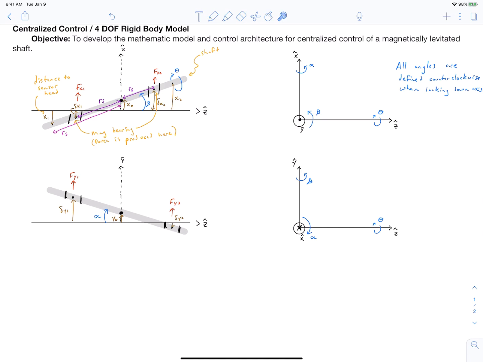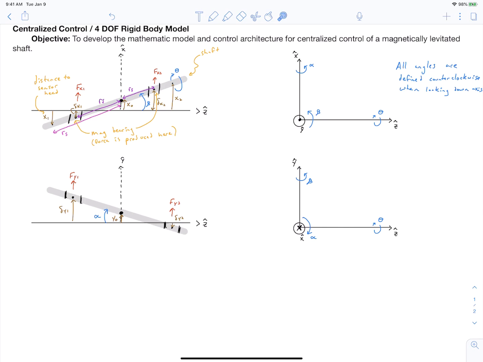And on this, I've defined angles. I've got an angle alpha, an angle beta, and an angle theta. And each of these angles is defined so that when you look down the unit vector, so if you stand here and look down, you see the angle rotating in the counterclockwise direction. So angles are positive in the counterclockwise direction when you stare down an axis. See here we're looking down the y-hat axis, and we see beta in the counterclockwise direction. Same in the z-axis if we were to look this way.